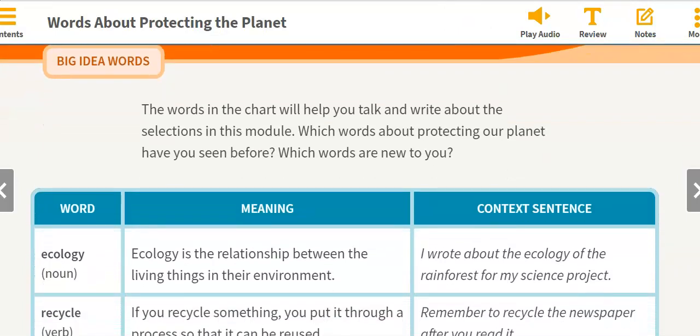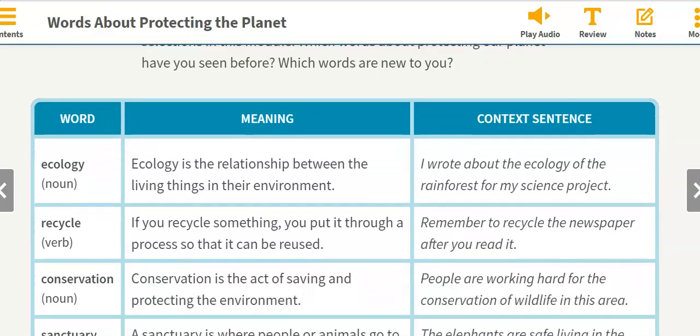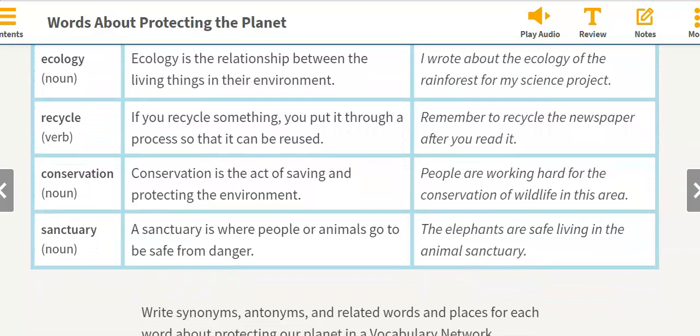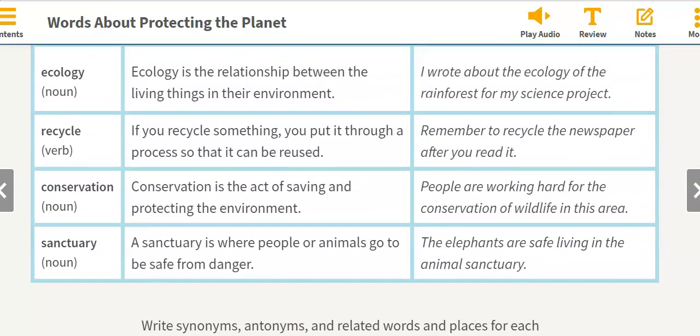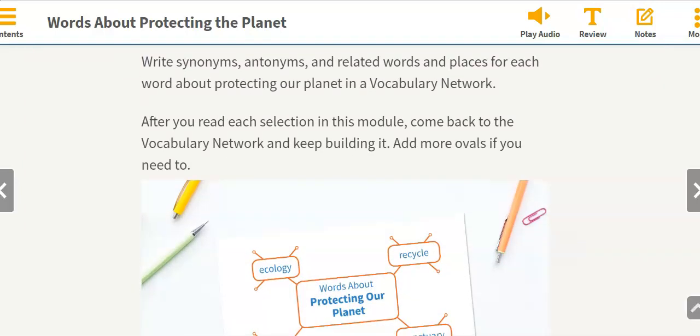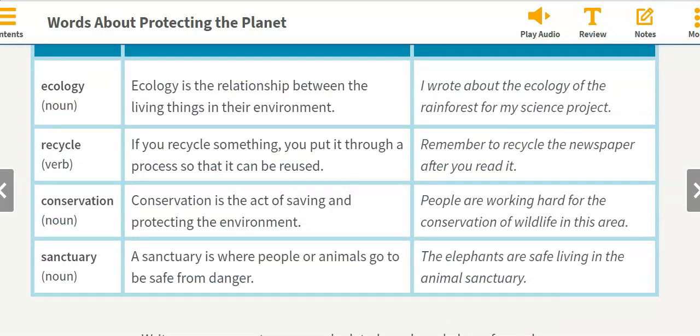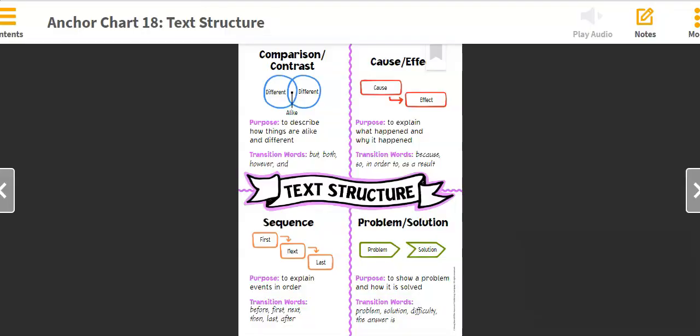To follow up with that, I did assign this also, words about protecting our planet, big idea words. The words in the chart will help you talk and write about the selections in this module. Which words about protecting our planet have you seen before? Which words are new to you? So I want you to go through this and read it, and you will need to answer these, all right? And think, well, not answer, but think about these and how they relate, right? Ecology, recycle, conservation, and sanctuary. Those are the words. All right, kiddos. So these are some of the things that you should be thinking about.